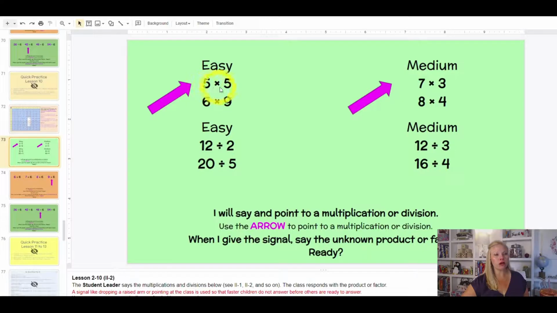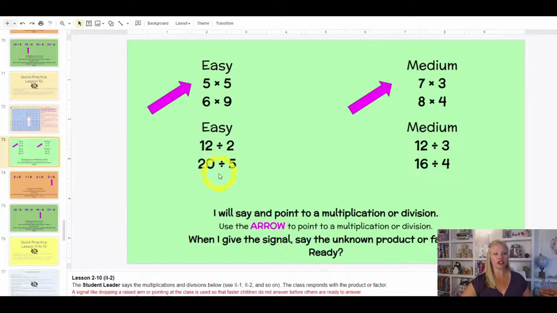Boys and girls, I'll read the expression. You tell me the product. 5 times 5, class, 25. 6 times 9, class, 54. So you want to give them some time to think about it. These are ones that we're trying to work on to create automaticity.